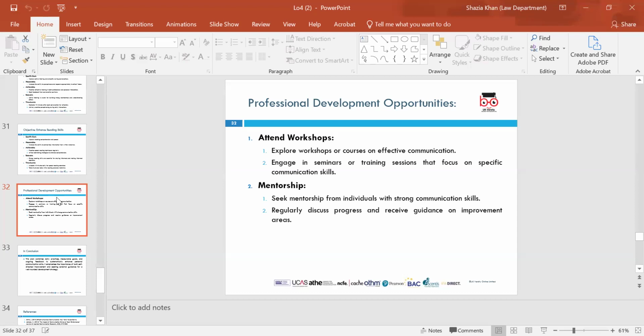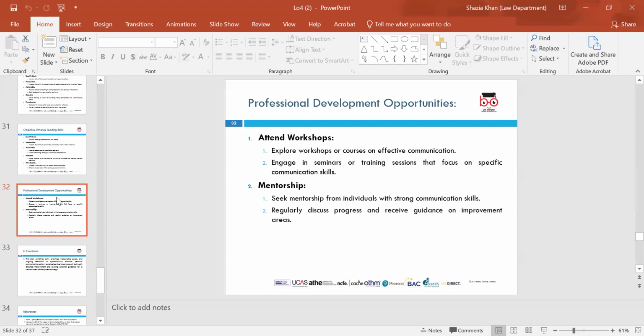Mentorship. Now here, mentorship is very important because your mentor will help you, guide you and support you on issues of improvement and identify any sort of professional development you need to improve your communication skills. So seek mentorship from individuals with strong communication skills, because they're the ones that are going to identify whether there's a need for you to improve or adapt, or if there's any need for training.